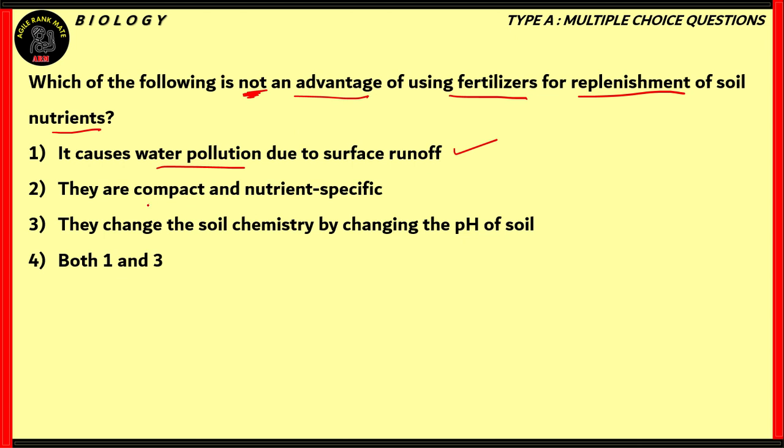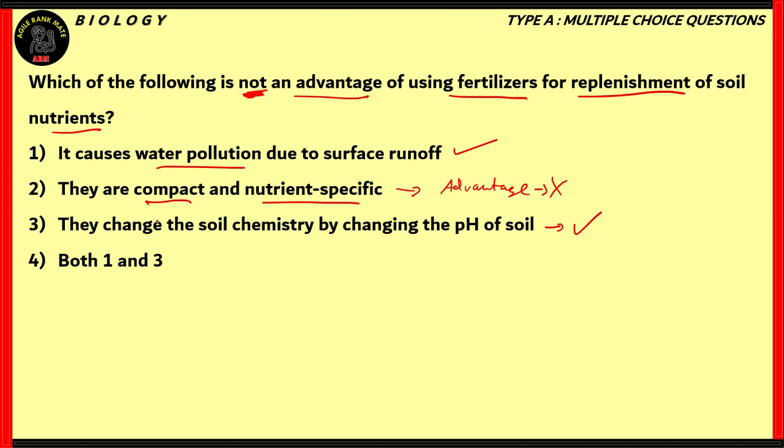Option 2, they are compact and nutrient specific. However, if you look at the statement, this reads as an advantage. So therefore, the statement is not correct for the question, because we're looking at things that are not an advantage of using fertilizers. Statement 3, option 3 says they changed the soil chemistry by changing the pH of the soil, which is of course something that does happen, so that statement aligns to the question, so it's not an advantage.